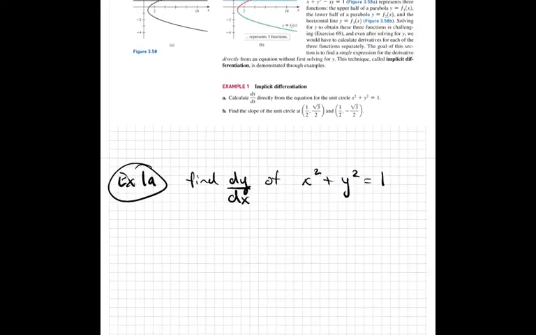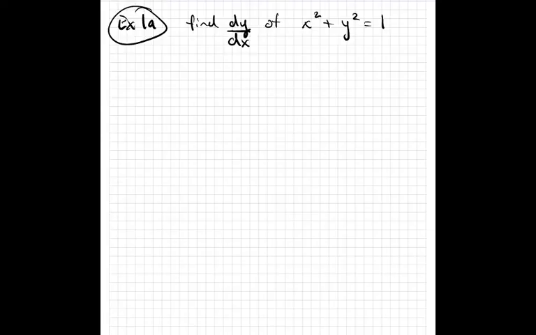My favorite way of doing it is the following. We've got x squared plus y squared equals 1. The derivative of x squared is 2x dx, plus the derivative of y squared is 2y dy. And the derivative of a constant is 0. So then we basically want to solve for dy divided by dx, right?